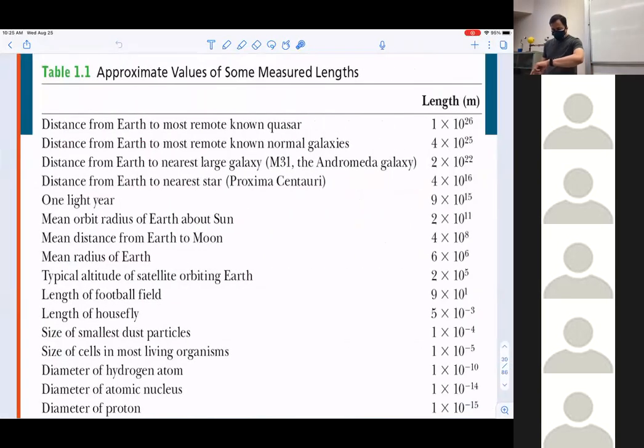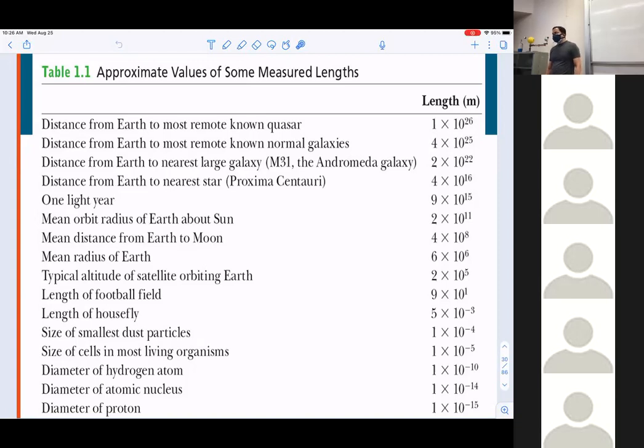Okay. Here are some cool numbers you can memorize and impress people at parties. So here's different types of things that have different lengths. Going from a very small length, the diameter of a proton is about 10 to the minus 15 meters, really, really tiny. That is, you take a meter and you break it up into 10 to the 15 chunks, and each one of those chunks is the size of a proton.